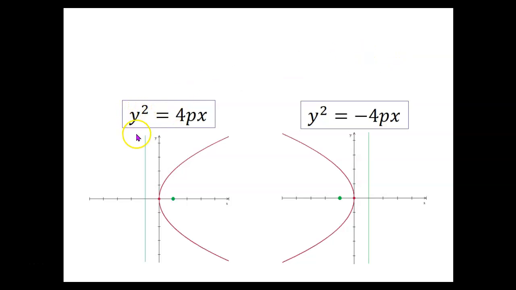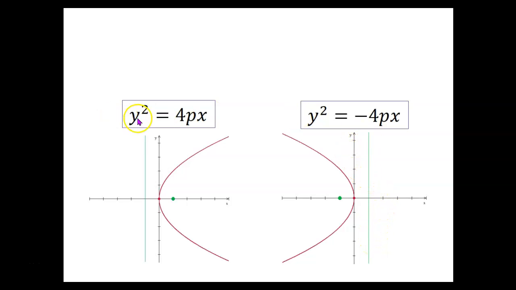So y squared equals 4px is a parabola like this that opens to the right. The vertex is at 0, 0. The focus is on the inside of the parabola in the direction it opens, p spaces away from where the vertex is. And the directrix is this vertical line, p spaces in the opposite direction. If we had the same equation but with a negative sign in it, y squared equals negative 4px, that would make the parabola open the opposite direction, to the left. And now the focus is over here, still on the inside of the parabola, p spaces away from the vertex. And the directrix would be over here on the other side of the parabola.